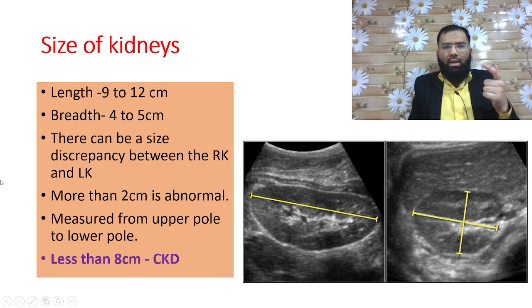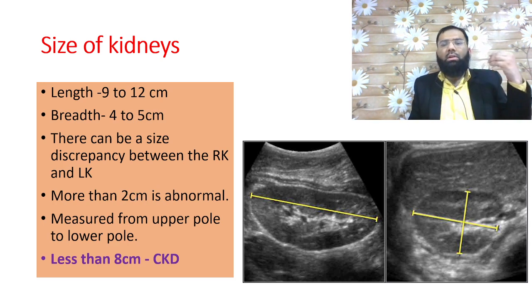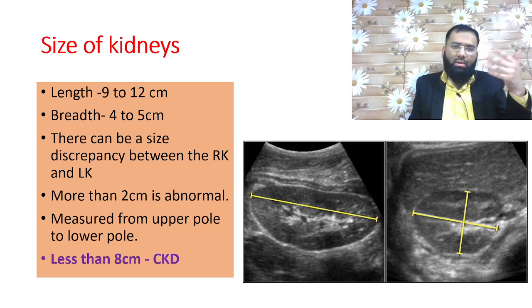Okay. And then there can be a discrepancy in size between the two kidneys. Sometimes you might find that the left kidney is slightly larger than the right kidney. It can happen. But whenever the discrepancy is more than 2 centimeters, this is abnormal. Then you should look for some abnormality, especially renal artery stenosis or something of that sort.